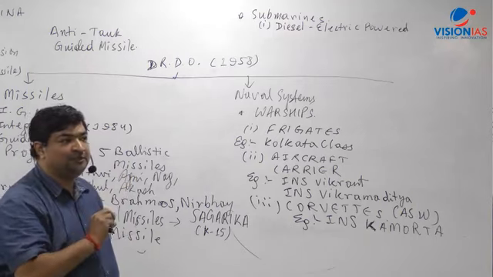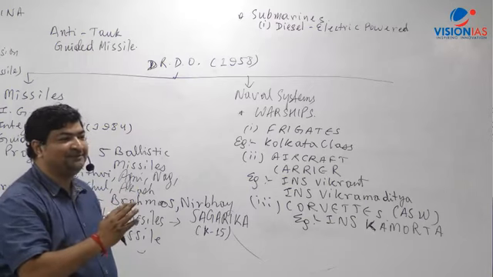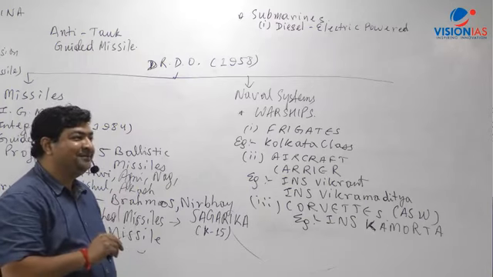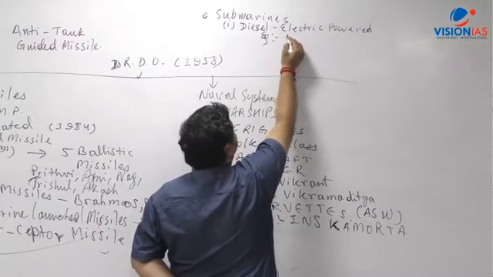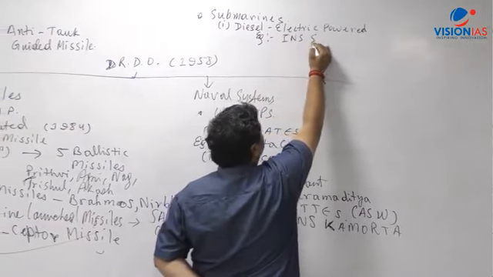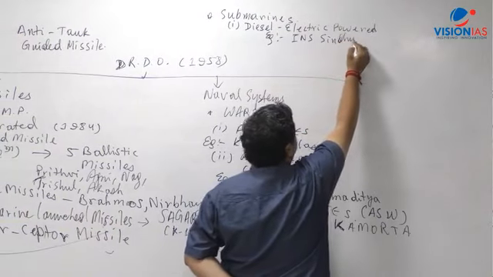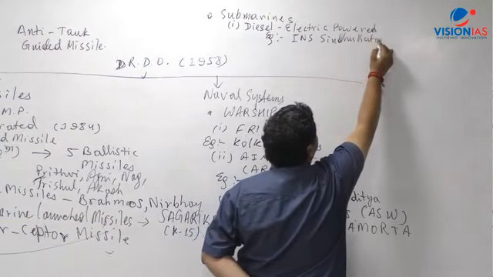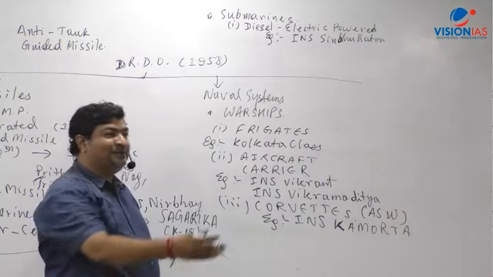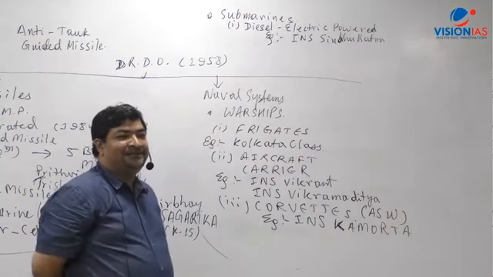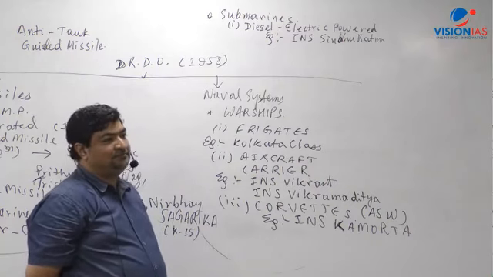But now there is a change in this case. I'll give you an example here. One example I have given, let's say Sindhuratna, which is now history. It has been destroyed in fire. And second, Kalvari. There's something called Project 75.